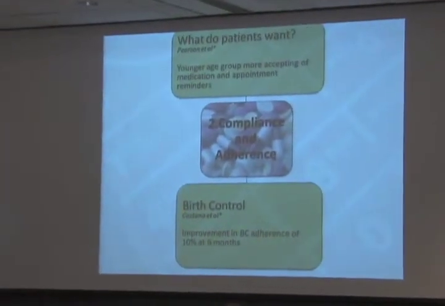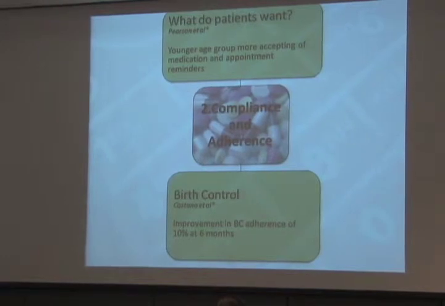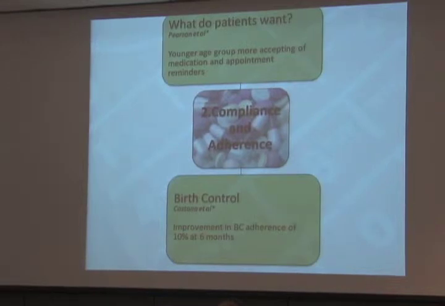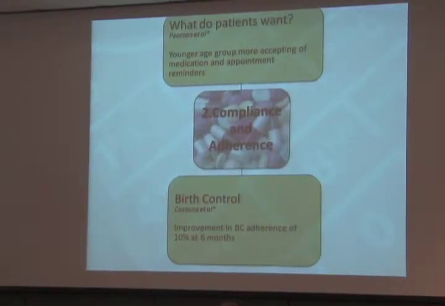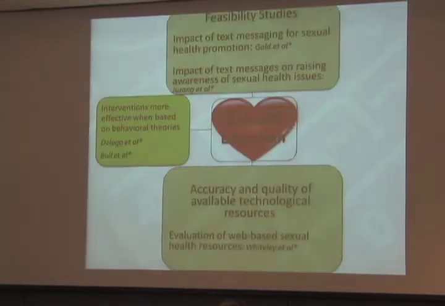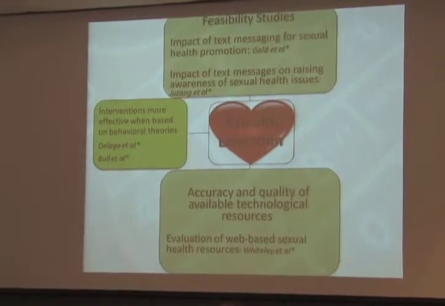So a big study was done by Pearson, which surveyed youth to see what they actually wanted. And the younger patients really did want medication reminders and appointment reminders. There's a big study done by Paula Costino, actually, in Brooklyn, looking at text message reminders for birth control. This was a randomized controlled trial with about 900 patients, and she showed a 10% improvement of pill adherence at 6 months. And then there are lots of programs to do with health education, but these are largely feasibility studies, and very little that actually shows proper health outcomes.